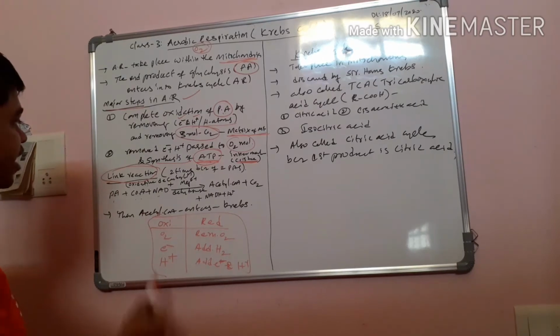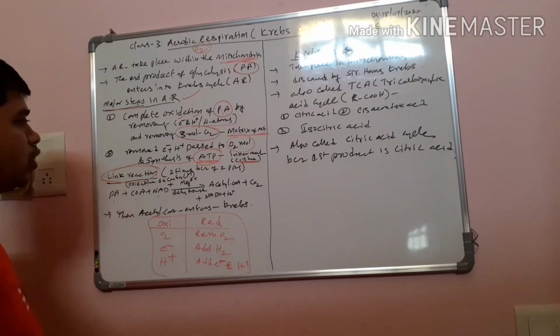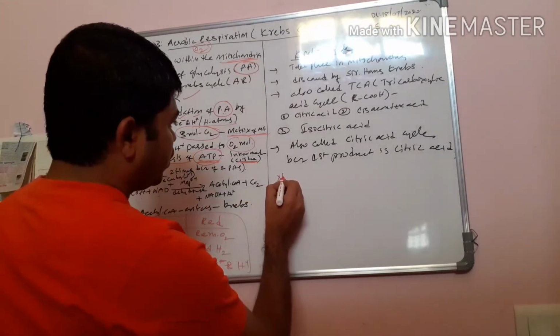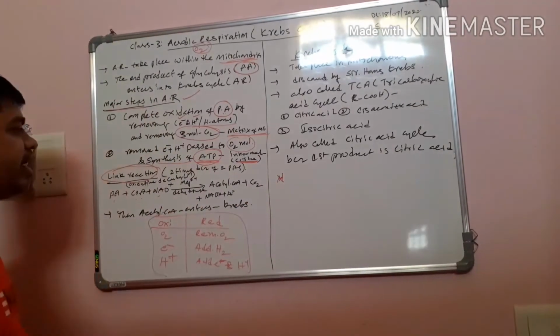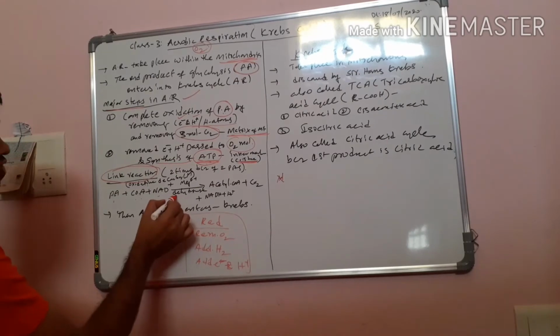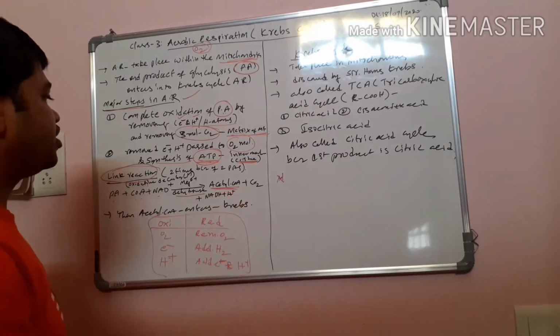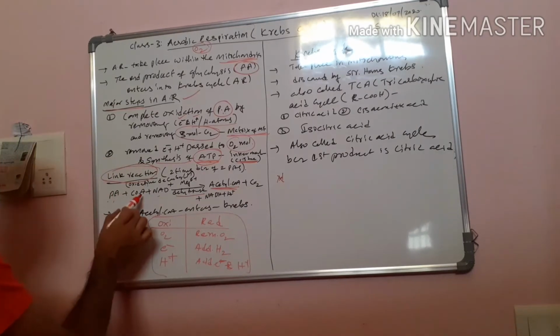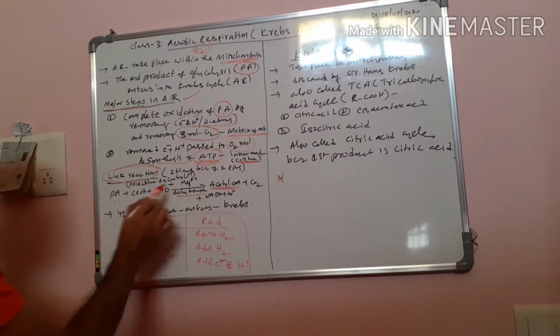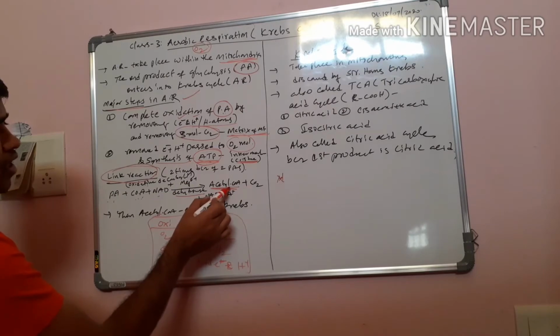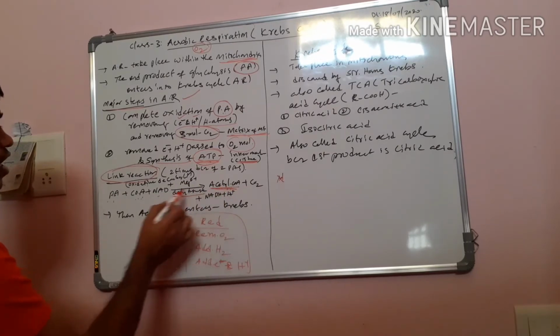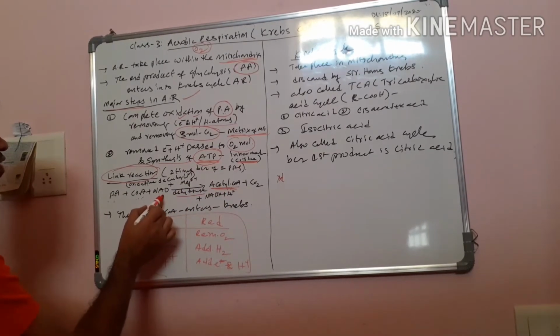NAD plus means nicotinamide adenine dinucleotide. That is the full form of NAD. In the presence of dehydrogenase enzyme, pyruvic acid combines with coenzyme A, then forms acetyl coenzyme A. Here one coenzyme, NAD plus, is involved.